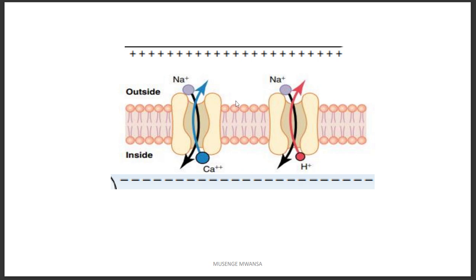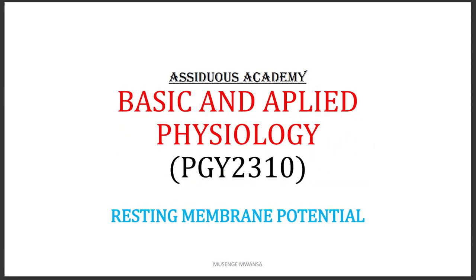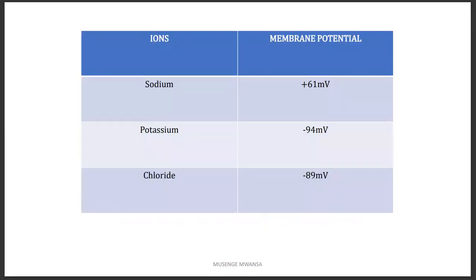Same with other ions. So when you add all those different charges due to these ions which are able to move across the cell membrane, that gives you what we call resting membrane potential. Resting membrane potential is simply the sum of all the membrane potentials of the ions that are able to cross the cell membrane at rest, meaning that there is no abnormality happening in the body. Let's say it is not too hot, it is not too cold. You've not hit yourself, just normal conditions.